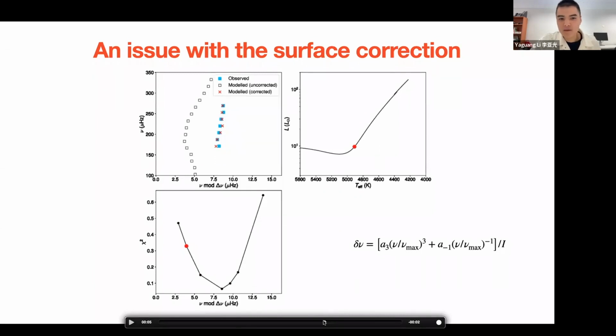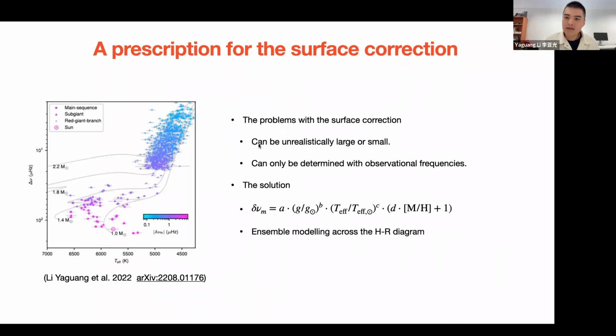And why is that? Because if you compare this model with respect to our best fitting model shown here, these two models are not so different in terms of their stellar properties. However, they have a really big difference in terms of the amount of surface correction, which is not reasonable. So the problem with the current surface correction methodology is that the amount of surface correction can be unrealistically large or small, and it can only be determined with observational frequencies. So we can't just pick a model and ask ourselves what the amount of surface correction for this model should be, which is not ideal.